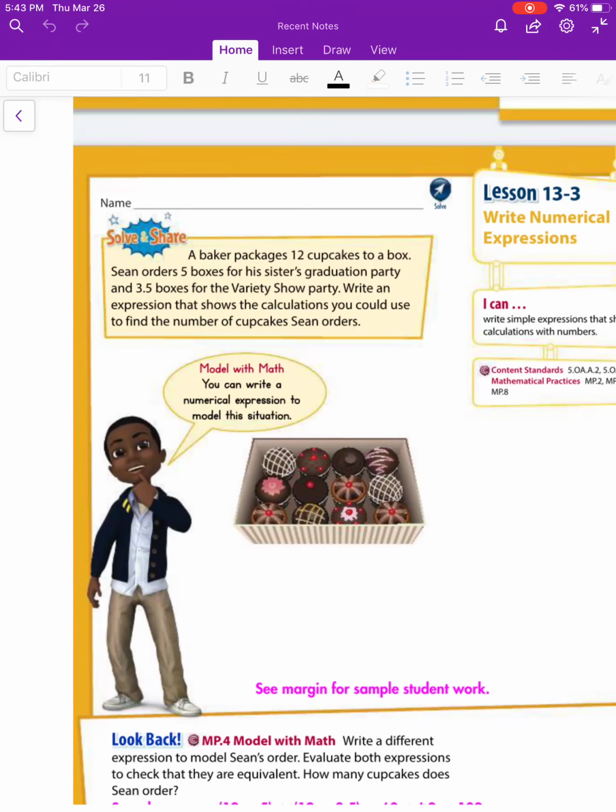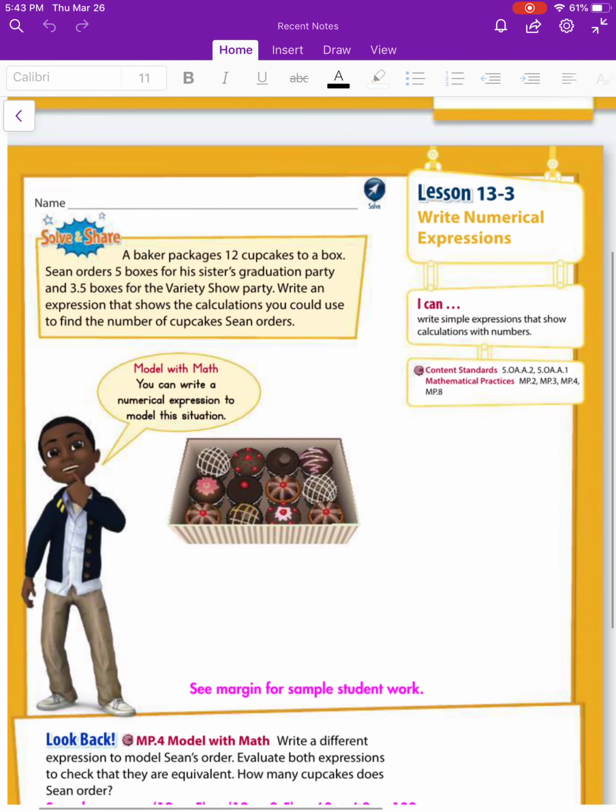Assalamu alaikum, this is Muhammad Khair, math teacher of KK Schools, and our lesson today is Write Numerical Expressions, 13-3. Our objective is to write simple expressions that show calculations with numbers, okay? And my helper today is Ayman.